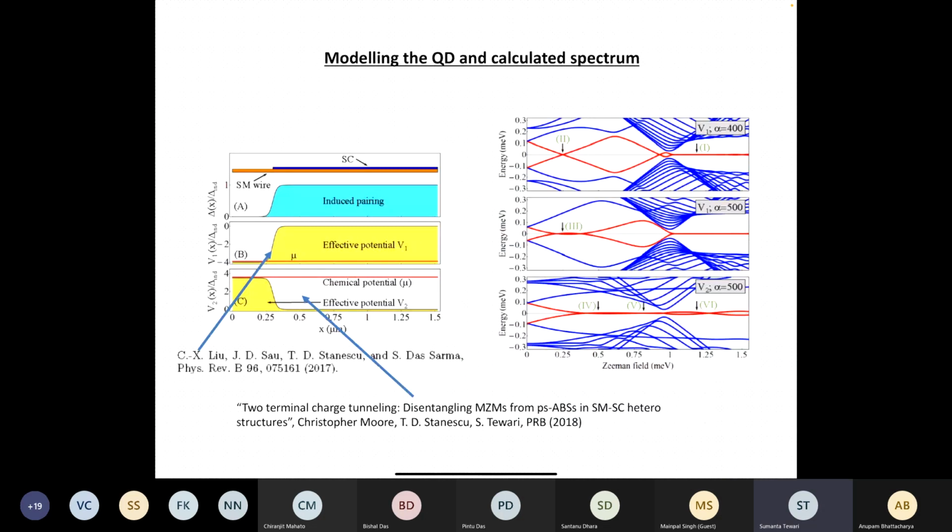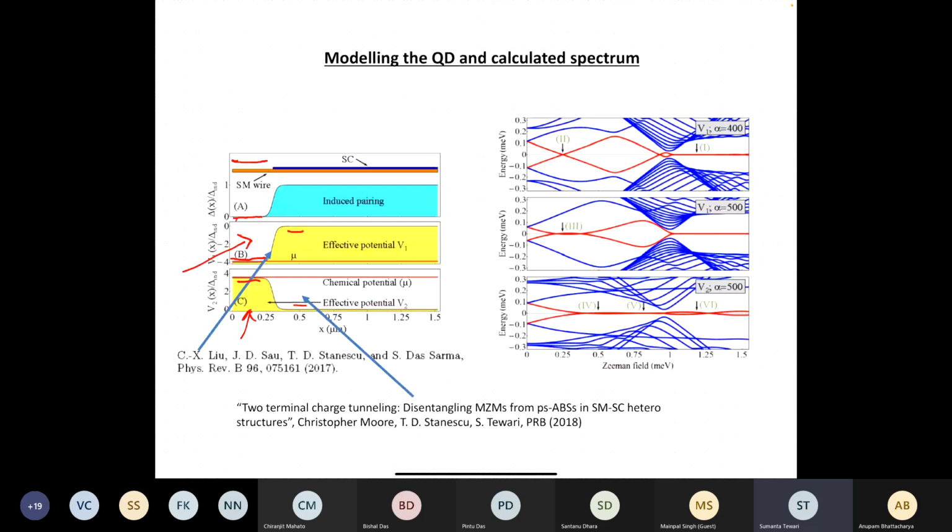Now, what we did is that we modeled the quantum dot. So this is the quantum dot. How do you model the quantum dot? Well, quantum dot, remember, is the region of the semiconductor that is not covered by the superconductor. So the induced pairing, so this is induced superconducting pairing, is going to 0 in the quantum dot. And the quantum dot, because it is not covered by the superconductor nor by the metallic lead, will have a different potential than the rest of the semiconductor. So it could be that the potential here is smaller than the effective potential in the part of the semiconductor which is covered by the superconductor, or it could be that the potential in the quantum dot region is higher than the potential in the semiconductor that is covered by the superconductor. This is the model that was taken by the Maryland group. This is the model that we took, and then we computed the spectrum.